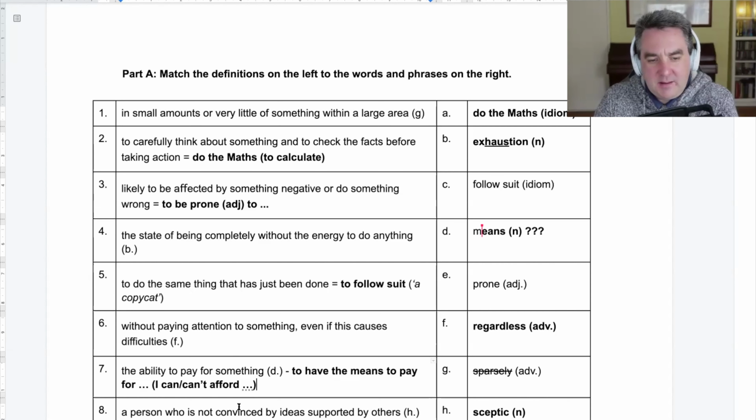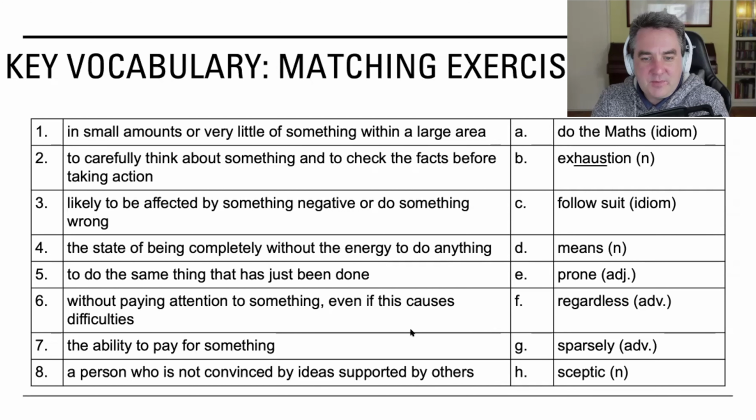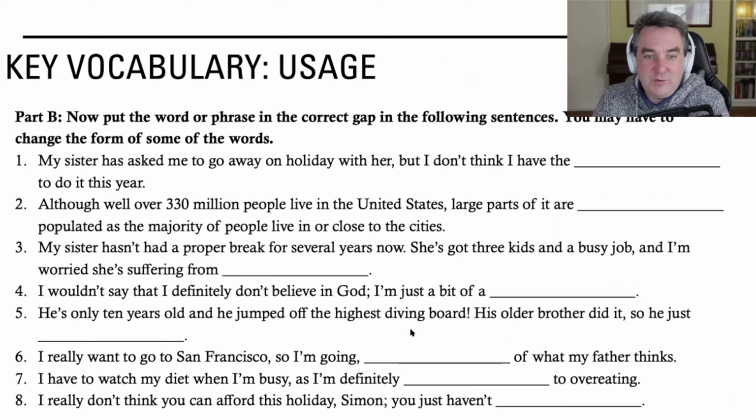Okay, and then a person who's not convinced or supported by others, a skeptic. Okay, right. So that's what we've done so far. There are a couple of other exercises that you could do using some of the words and phrases in your own time, and you can review the words and phrases and complete them for next time. So we won't go through that activity together, but feel free to complete that.